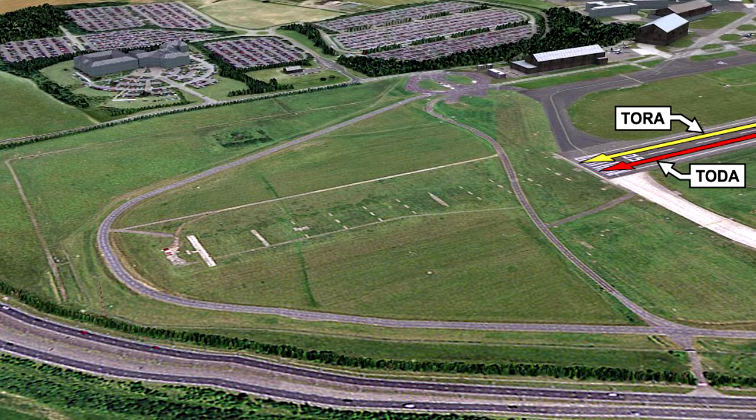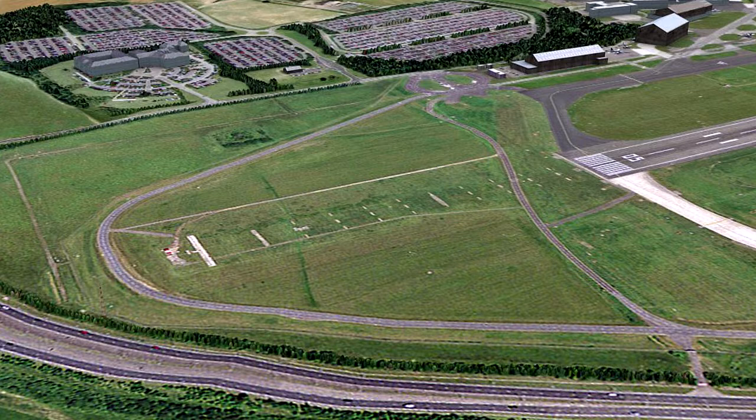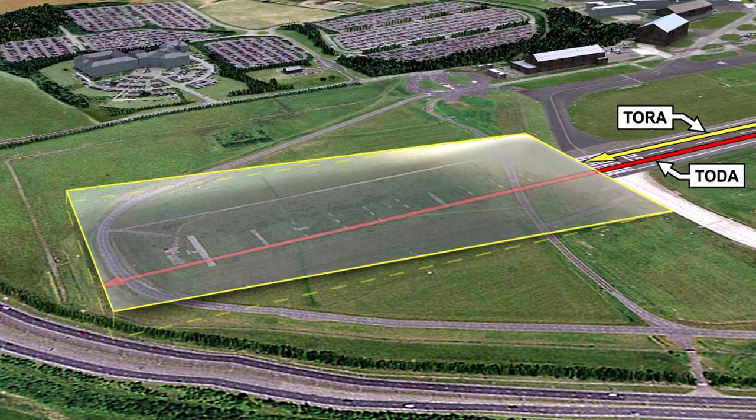At most aerodromes, the TODA will be the same length as the TORA, as illustrated here. However, if there is a clearway present, the TODA can be increased beyond the TORA to include the clearway. You may recall that there was a maximum permissible length of clearway which equated to 50% of the TORA. This makes the maximum possible TODA 150% of the TORA. In simple terms, the TODA is the TORA plus the clearway, if such a clearway is present.